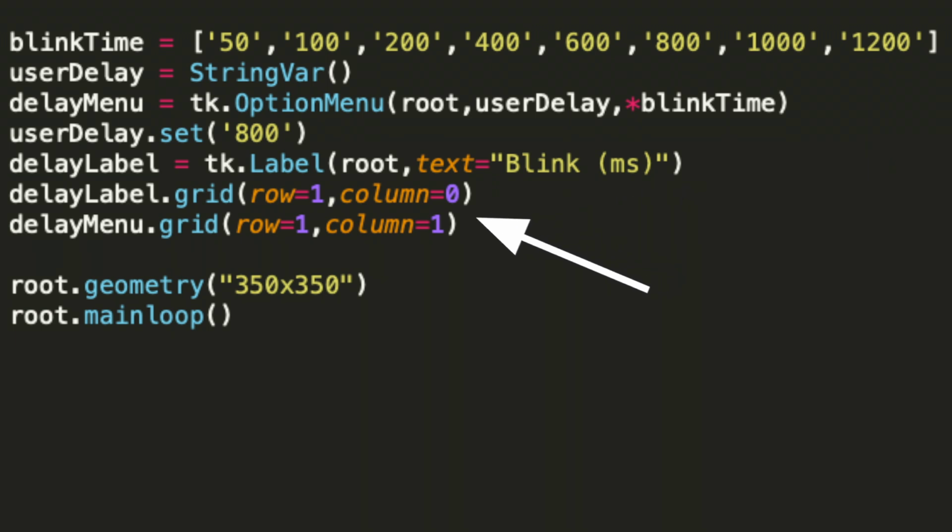Then, because we created the widget, we need to place it specifically within the window. So we're going to do that beneath the button, so that would be row 1. And the label will be in column 0, and then the menu itself will be in column 1.